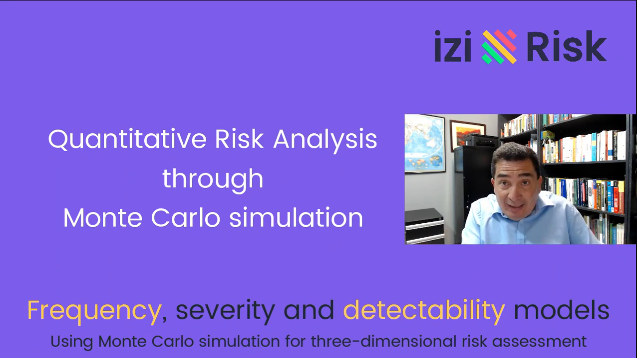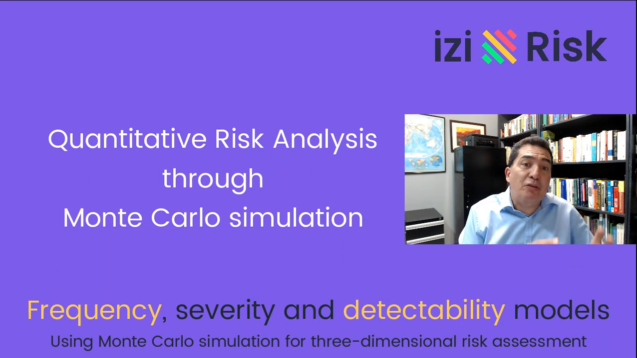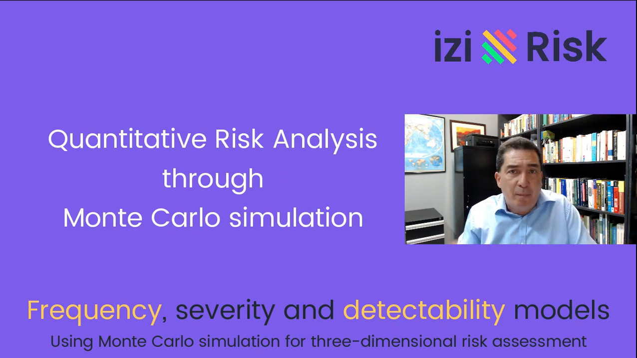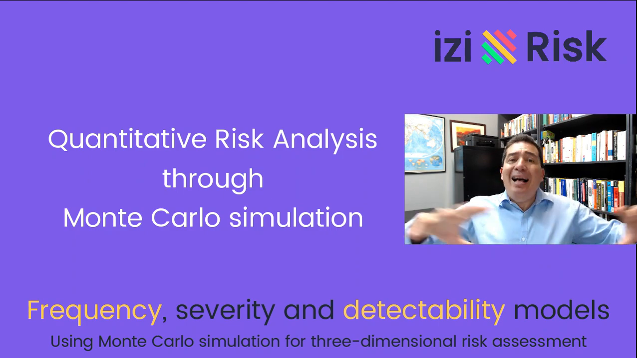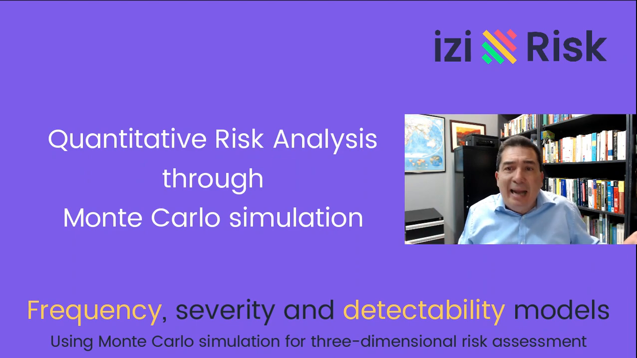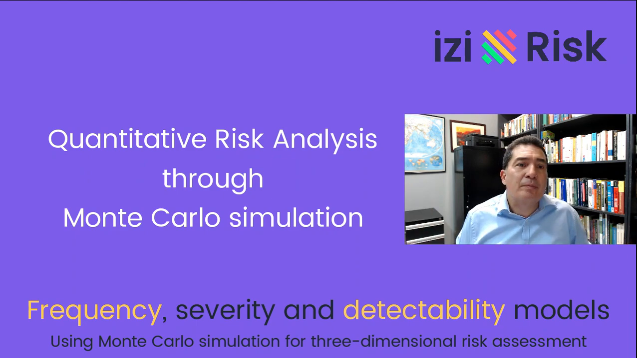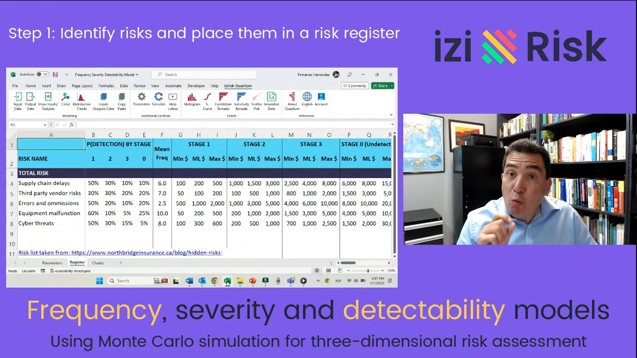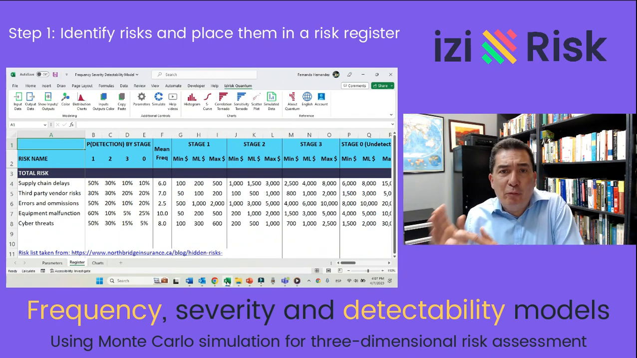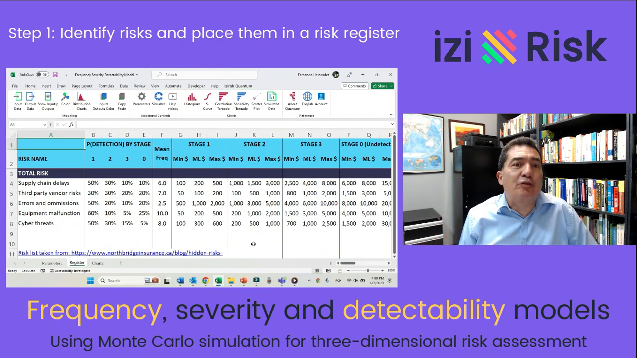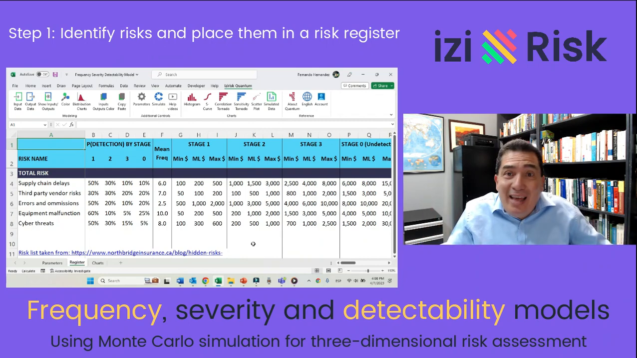Therefore, we can analyze this three-dimensional problem using the quantitative risk analysis tool of Monte Carlo simulation. This methodology brings about lots of analytical insights that are impossible to grasp by looking at, now, 3D matrices. Let's look at an example. Step 1. Identify the risks and place them in a risk register. A risk register is simply that, a list of potential risks.